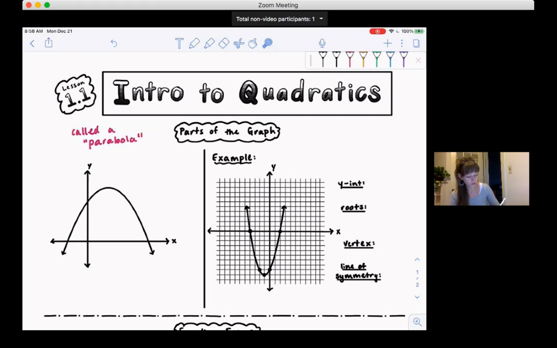Okay, so this shape is called a parabola, and there's a couple key parts of the parabola. So one key part is the y-intercept. So that's where the parabola crosses the y-axis. Okay. The parabola also crosses the x-axis, so we have 2 points in this case where we cross the x-axis, and we call those roots, or x-intercepts.